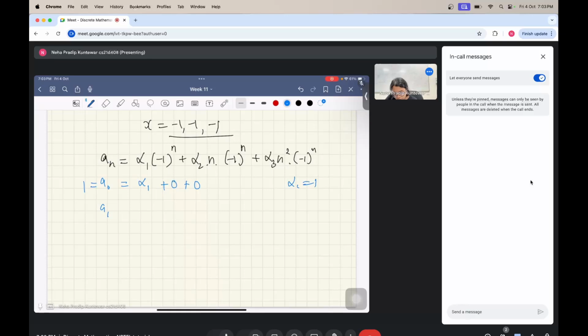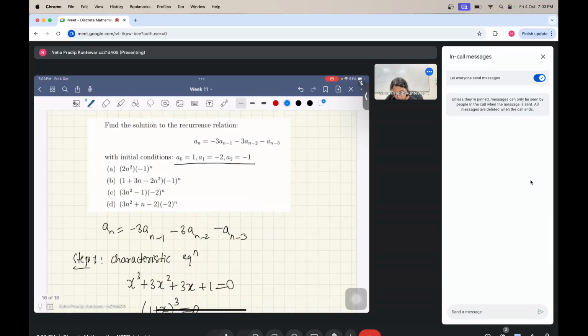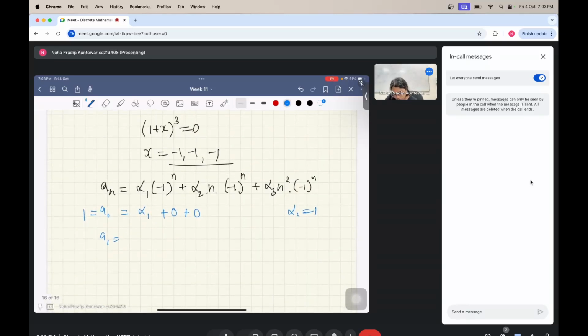Now a1 is minus 2, and that is alpha 1 times minus 1 to the 1 plus alpha 2 times 1 times minus 1 to the 1 plus alpha 3 times 1 times minus 1 to the 1, and that is nothing but minus alpha 1 minus alpha 2 minus alpha 3 is equal to minus 2.